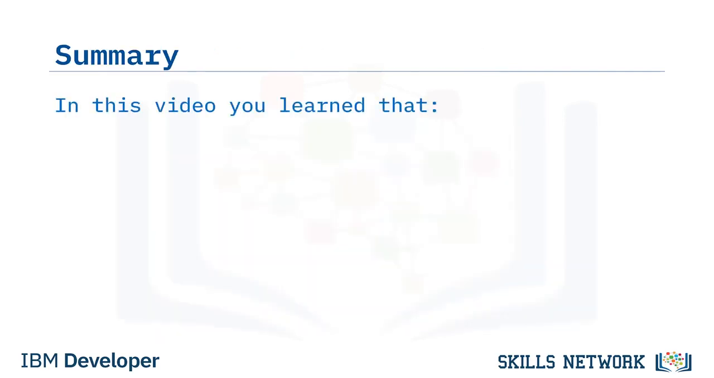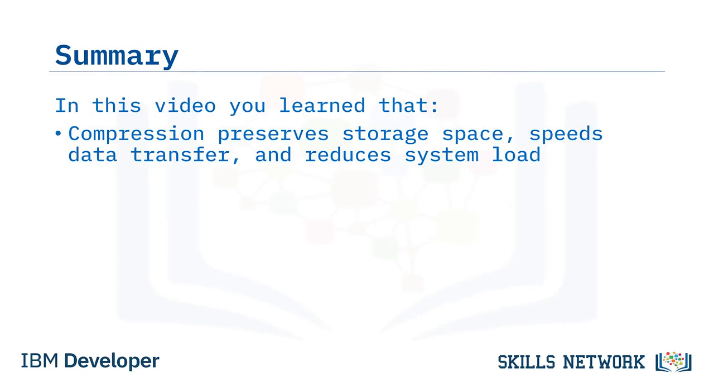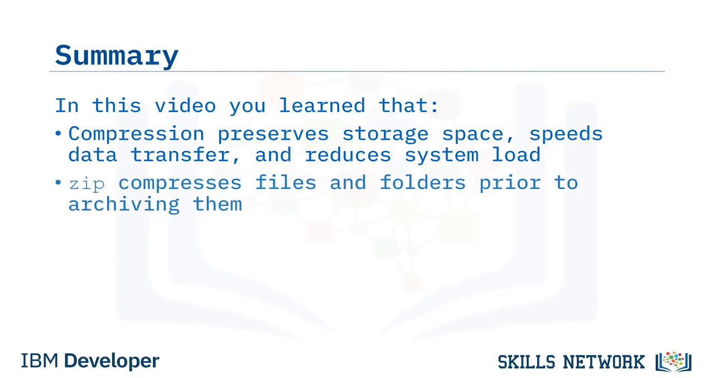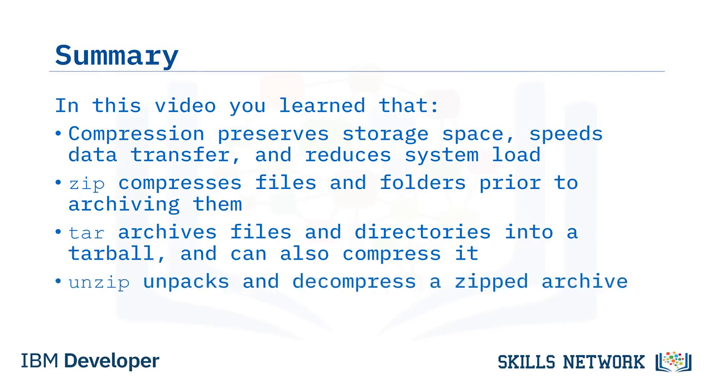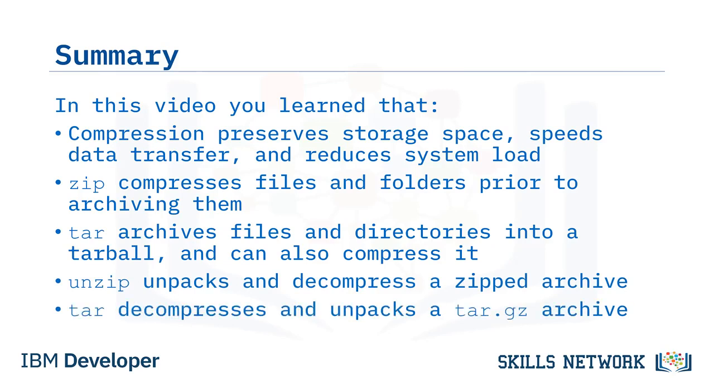In this video, you learned that the main advantages of file compression include preserving storage space, speeding up file transfers, and reducing bandwidth loads. You can use the zip command to compress files and directories and package them into a single archive of compressed files. You can use tar to archive files and directories into a tarball, and optionally apply gzip compression to the tarball file. You can use unzip to unpack and decompress a zipped archive. And finally, you can use tar to decompress and unpack a tar.gz archive.